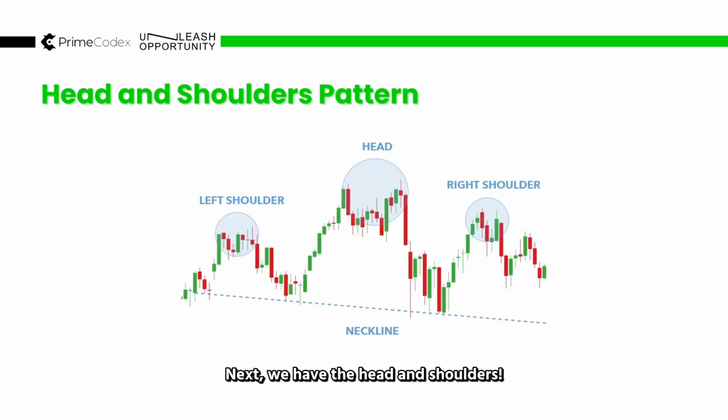Next, we have the head and shoulders. A recognized reversal pattern with three peaks, resembling a head between two shoulders. The middle peak is the highest, while the other two are lower and approximately equal. Draw a neckline by connecting the lows between the shoulders. A break below the neckline after forming the right shoulder indicates a potential trend reversal. Not all patterns result in reversal. Additional analysis may be needed for confirmation.